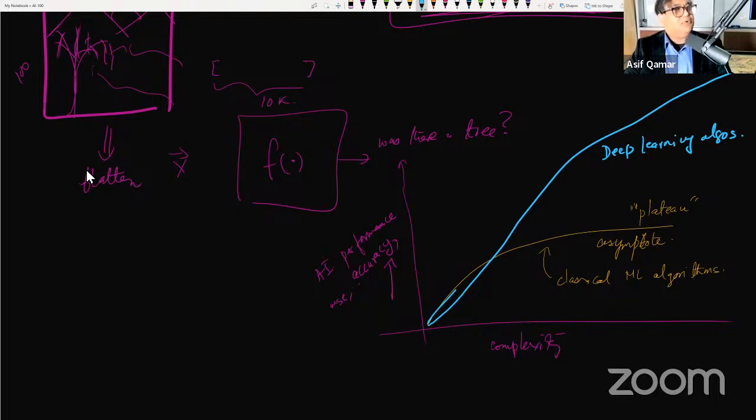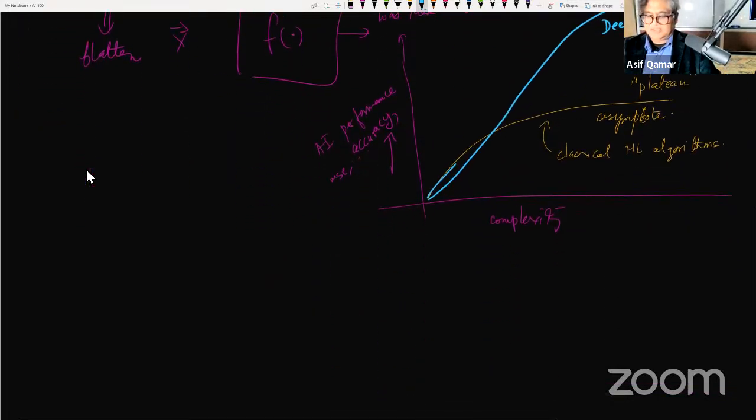And actually, they underperform with small data sets. But after a little while, they catch on, and there's an inflection point after which there's no stopping them. They keep getting better and better. Right? So that is one thing.